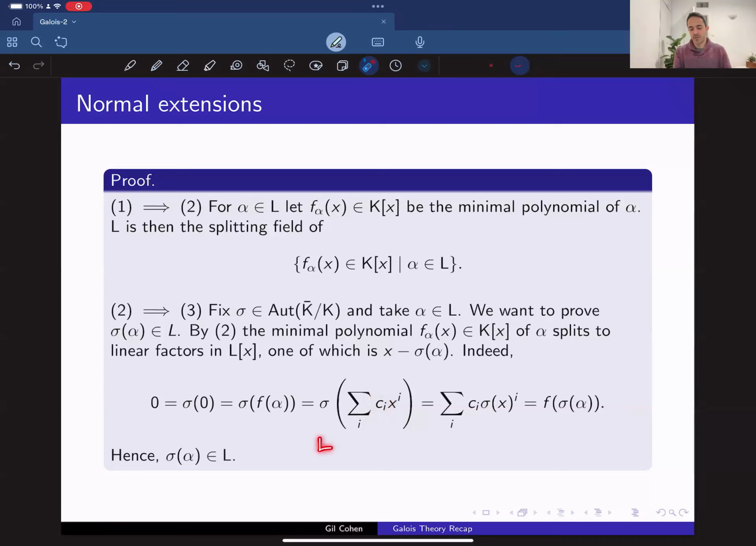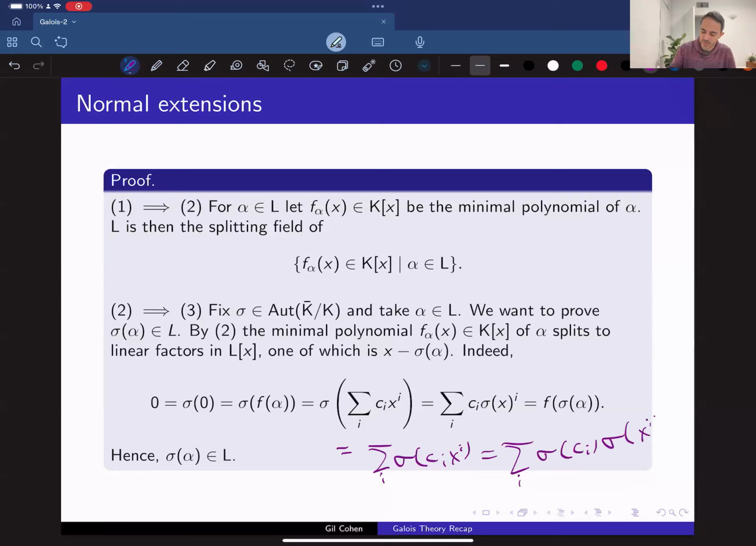then sigma acts on the sum. It's an automorphism, so it goes through the sum, and it acts on c_i times x to the i. Maybe I should have written it here. It's the sum over i of sigma of c_i x to the i, which is the sum over i of sigma of c_i times sigma of x to the i, using the fact that it's an automorphism with respect to multiplication also, it's a field automorphism. Now, sigma of c_i is c_i because sigma is an automorphism of K bar over K. It acts as identity on K, and these are elements from K. So that's why you have what's written here.